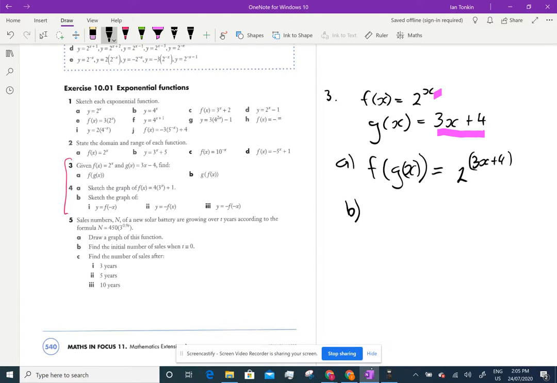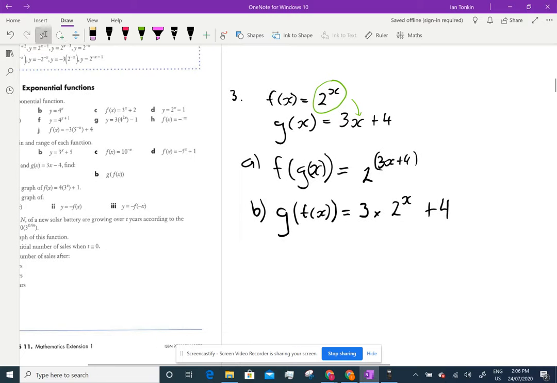For the second one, when I'm doing g of f of x, I'm just going to do the opposite. I'm going to put that in where the x is. So it's 3 times 2 to the x plus 4. And you don't multiply that 3 and that 2, because you can't multiply it and get 6 to the x. It just stays as 3 times 2 to the x plus 4.